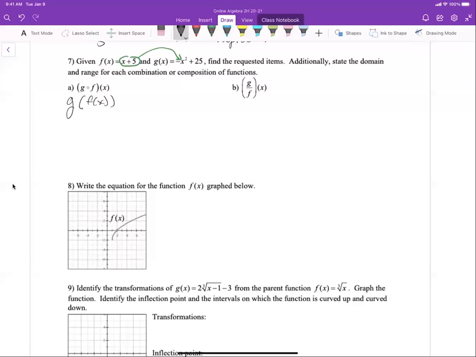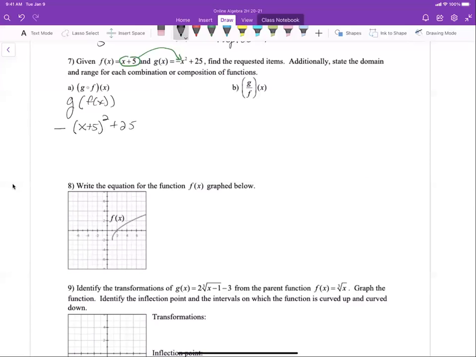Now you have to be very careful. F of x is x plus 5. So we will have a negative, and then in parentheses, the x value, which is x plus 5, and then that is squared, okay? And then plus 25. This negative is outside of the parentheses, and the x plus 5 is the item that is squared. All right, so that is the answer. We do not have to simplify.